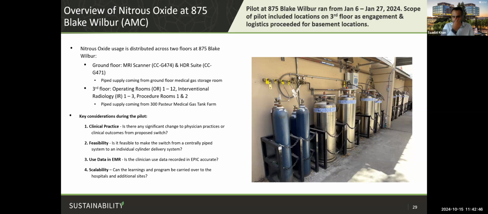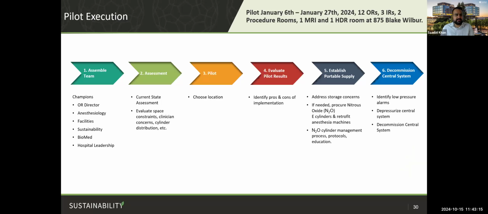On the 3rd floor, we have operating rooms. We have 12 operating rooms, 3 interventional radiology rooms, and 2 procedure rooms. And this piped supply is actually coming from the main campus tank farm, shown on the right in the picture over here, through these cryo tanks that you see in the picture. And similar considerations, as Dr. Kaldar mentioned, for our pilot and then for our decommissioning process.